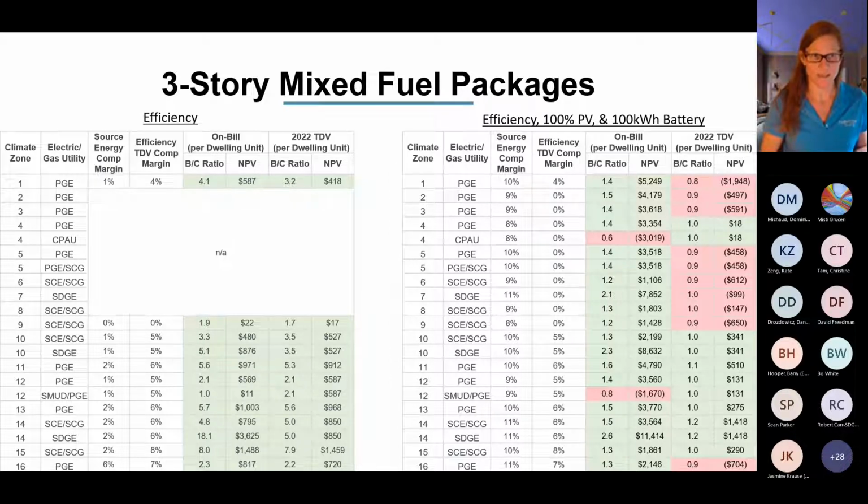But in the other cases, adding efficiency is cost effective. We have efficiency TDV compliance margins of about 5% in most cases. And then adding the additional PV and the battery is cost effective based on at least one of the metrics in all climate zones. And in about maybe half of the climate zones, or a little bit less, it's cost effective based on both of the metrics. The efficiency compliance margin doesn't change, but we do see more source energy savings from the PV and the battery, and on average about a 10% savings in most of the climate zones.